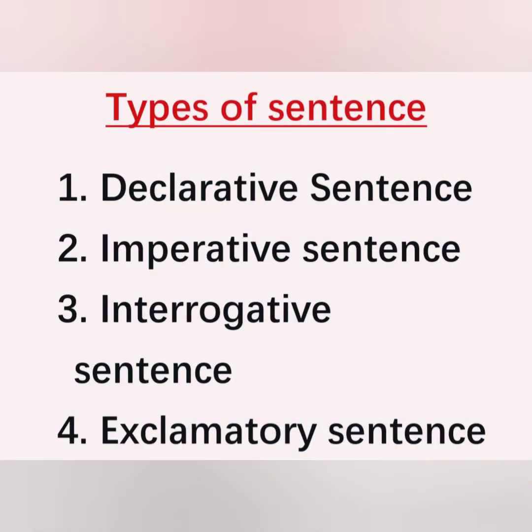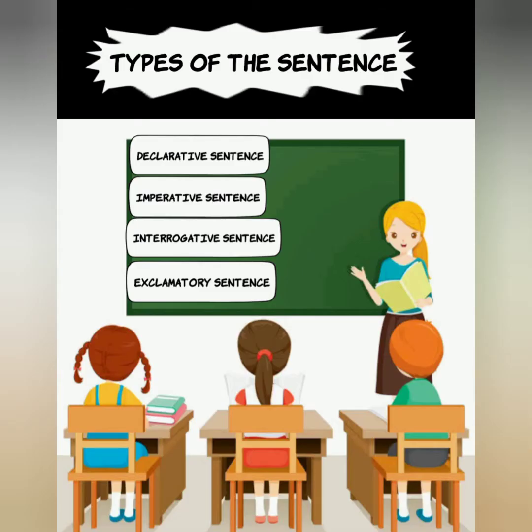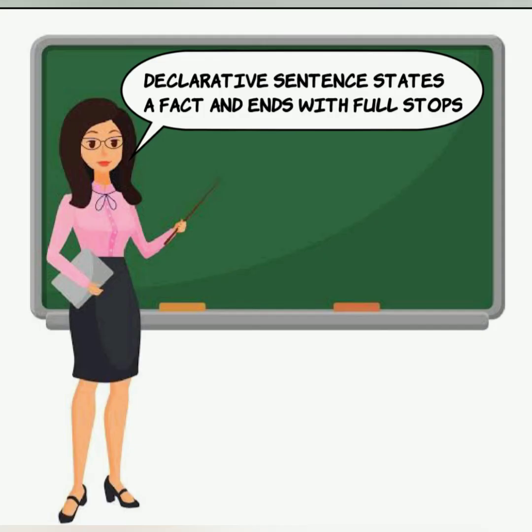The types of sentence. There are 4 types of sentence. It is the declarative sentence, imperative sentence, interrogative sentence, and exclamatory sentence. Now we'll learn in detail about all these 4.